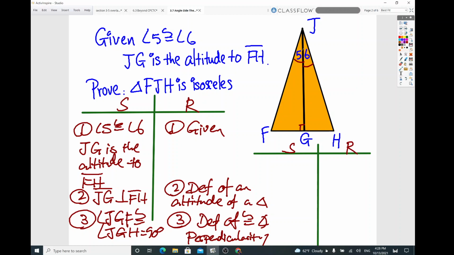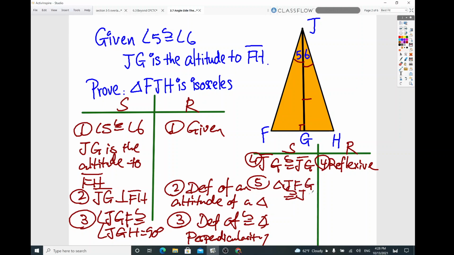Now one thing that we noticed, this one looks like it can be proved by what? Using angle side angle. So you also want to state that JG is congruent to segment JG. It's the same element, so this one is by the reflexive property. So therefore, triangle JFG is congruent to triangle JHG. And the reason for that is angle side angle.